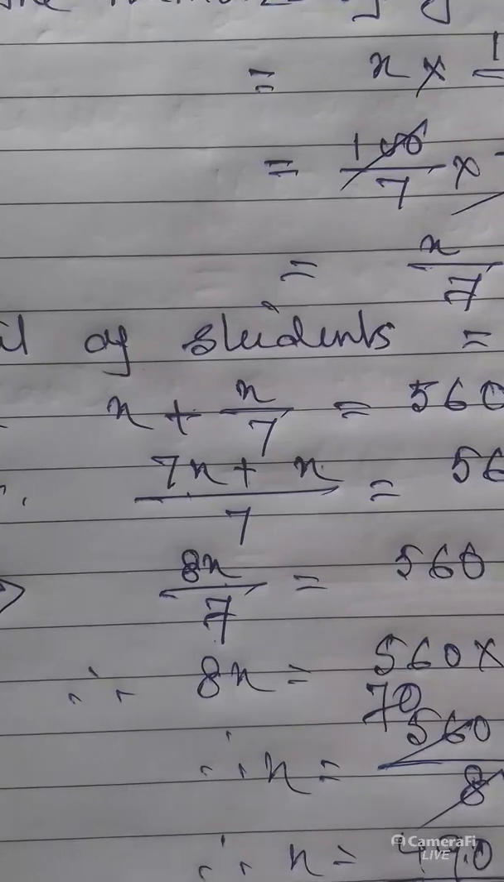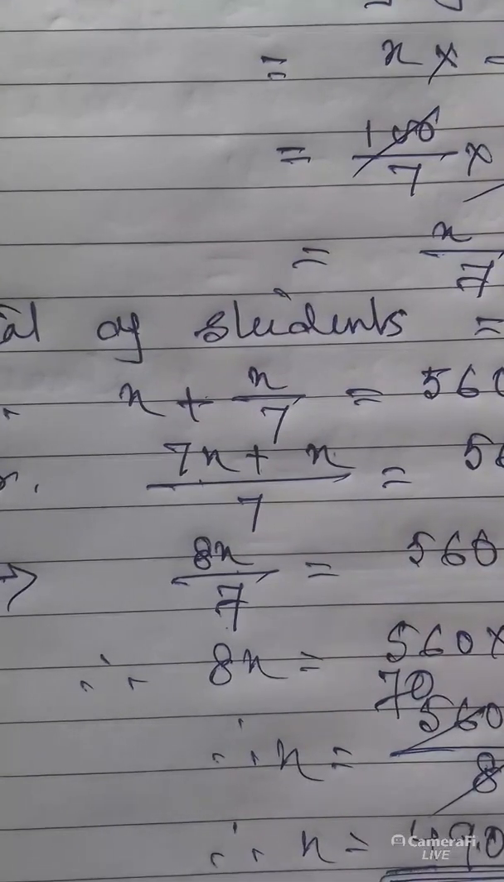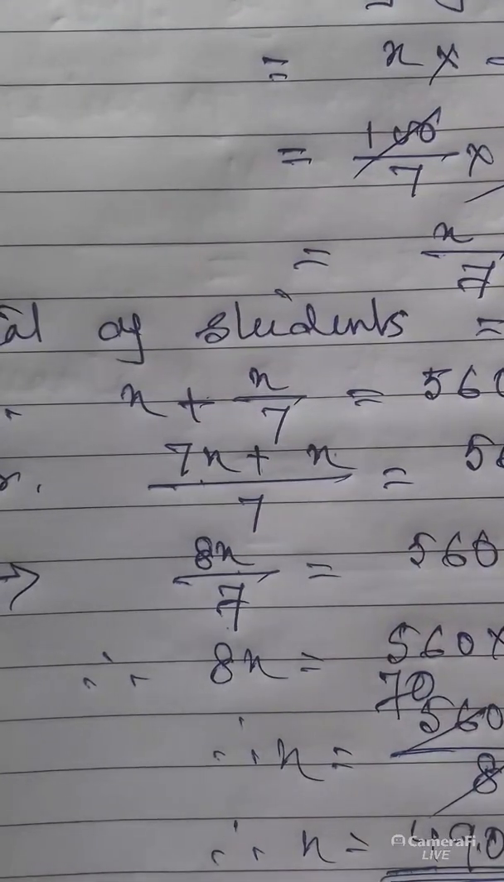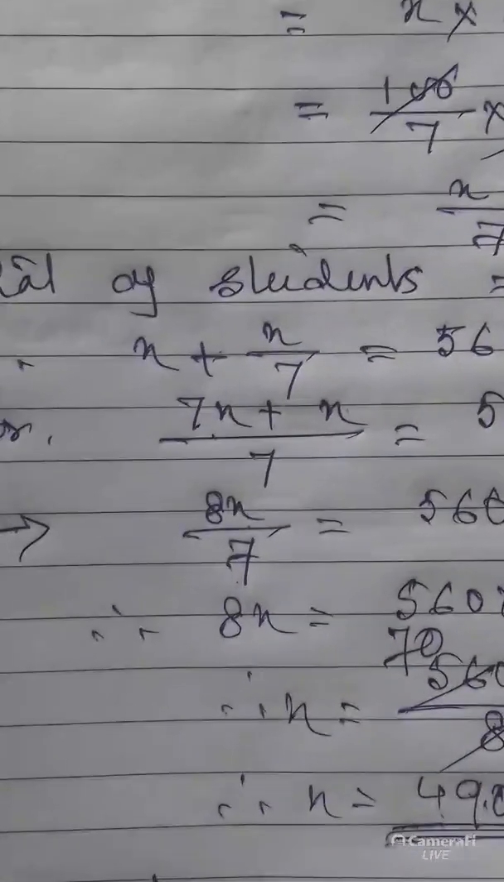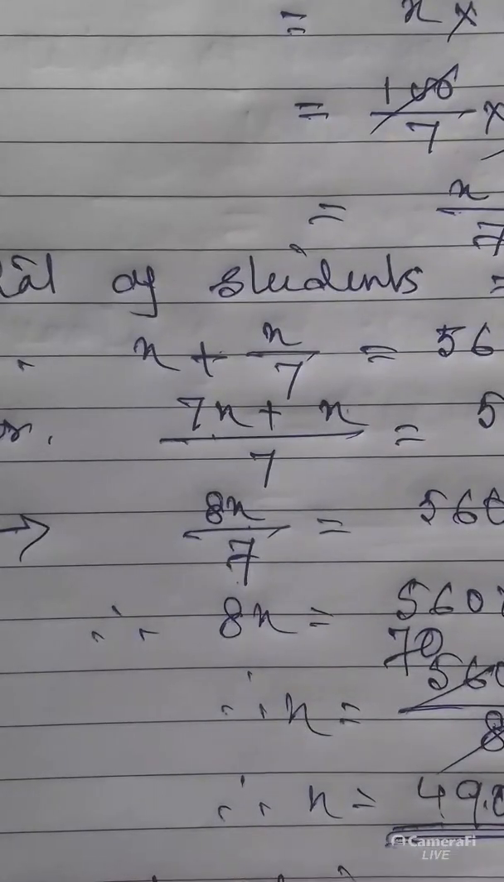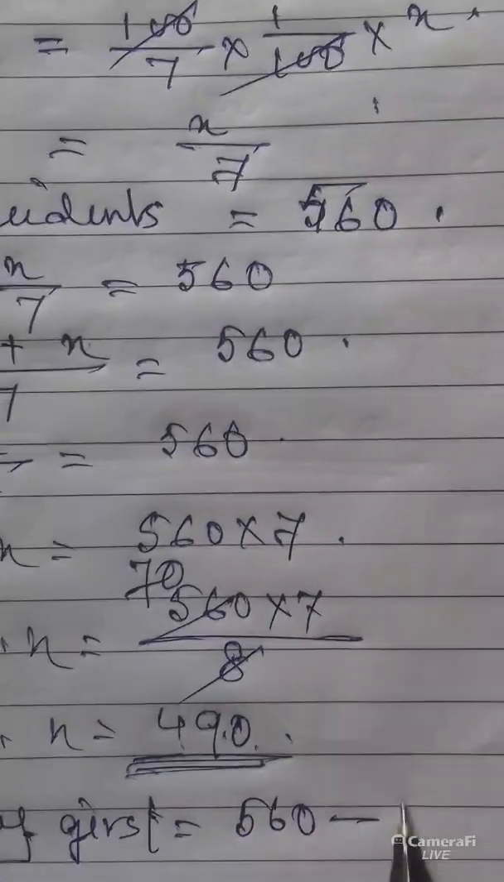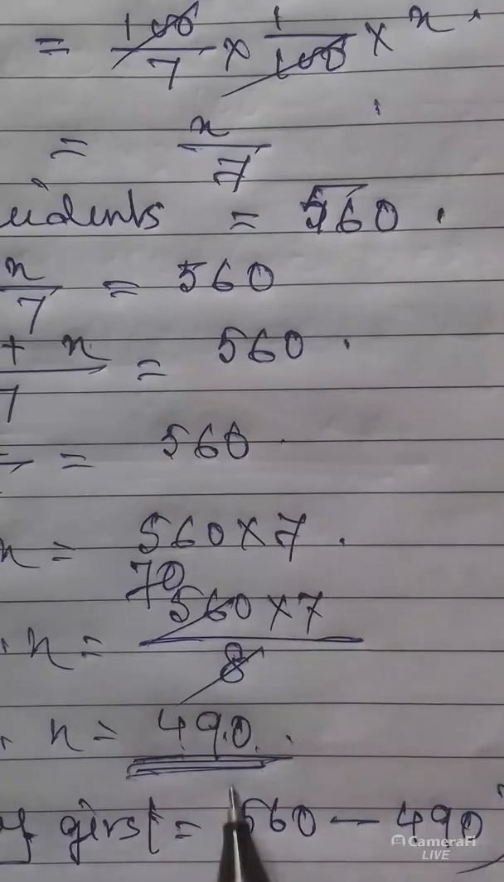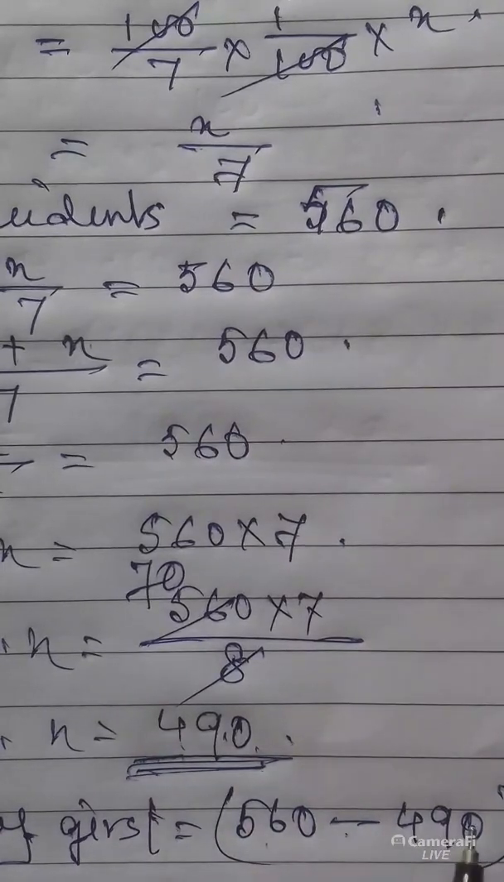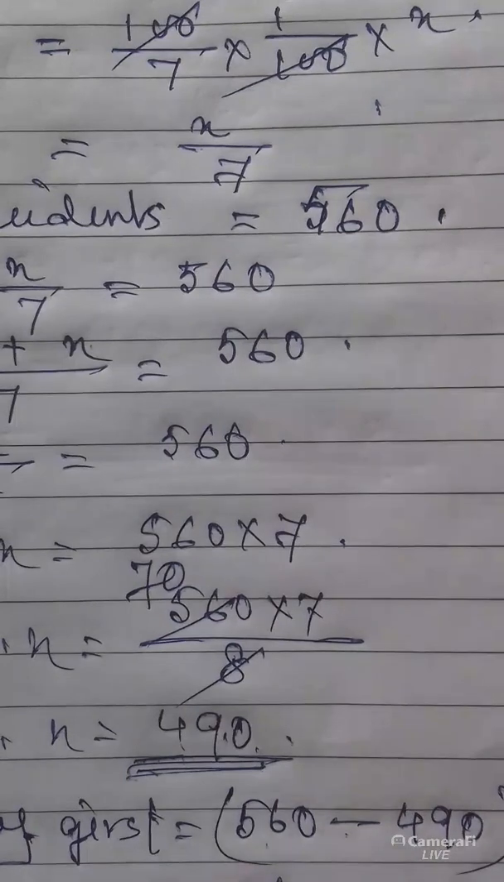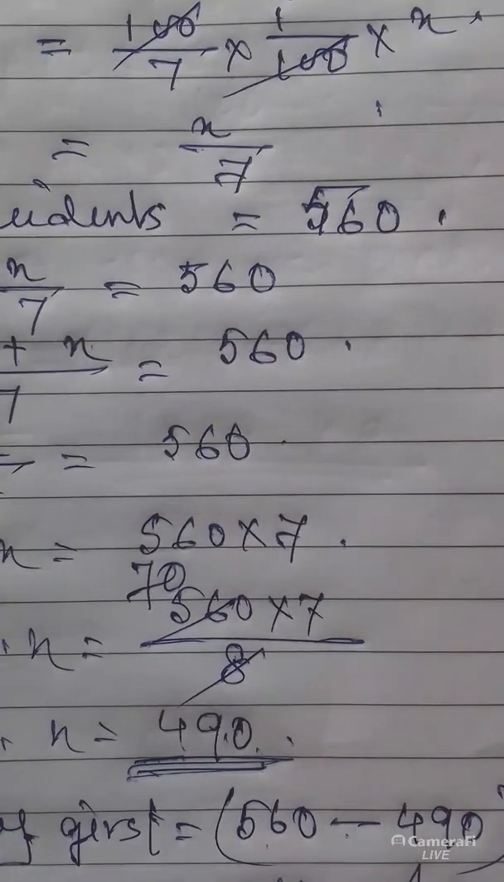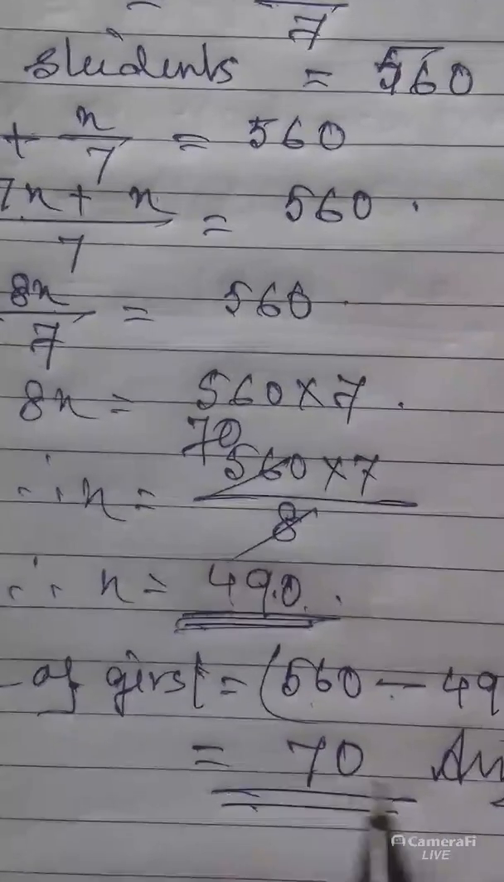If the number of boys equals 490, then the number of girls equals the total number of students 560 minus the number of boys 490, which means 70 students. The number of girls equals 70.